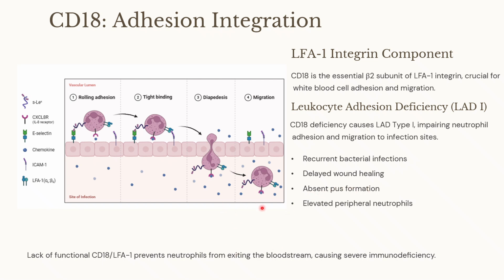In the damaged tissue, there is absent pus, because there are no neutrophils. But in the bloodstream, there are elevated peripheral neutrophils.